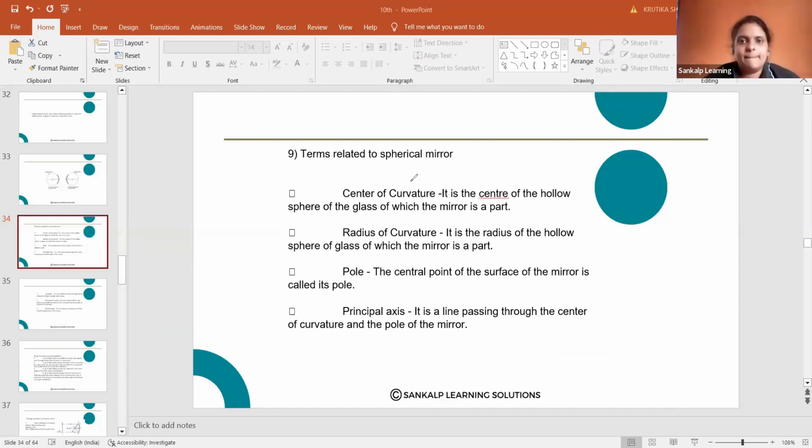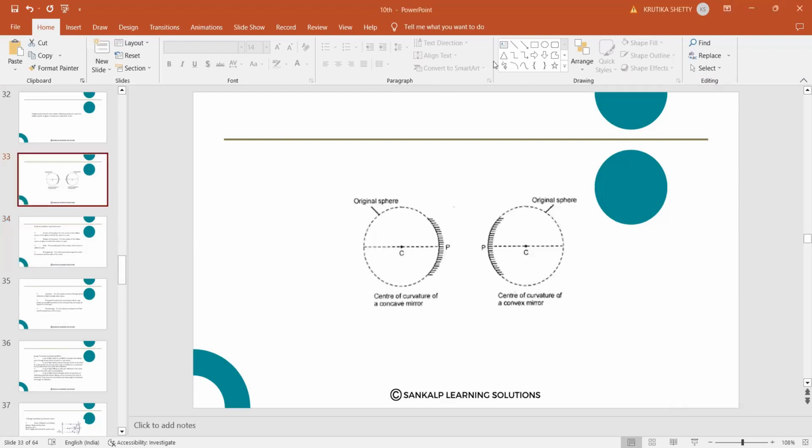Okay. Yes. So the next one is principal axis. So what is this principal axis? This principal axis is nothing but the center line. Here you can see, the line passing through this pole and the center of curvature. This is called as principal axis.